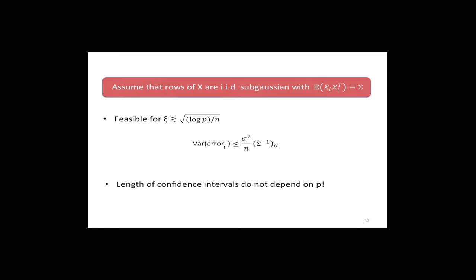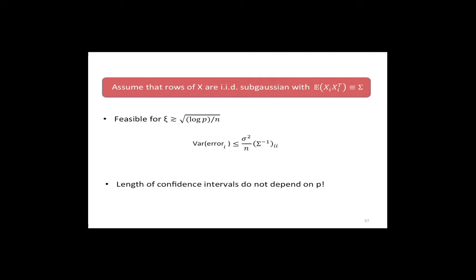So the first observation is that as you increase the number of samples, the length of the inner walls, which are controlled by this variance, are shrinking, which is somehow intuitive. The second observation is that it doesn't depend on p, the number of features. And that's very good because we are in high dimensional, p is very, very big. This is saying that the large number of features is not adversely affecting the length of the confidence intervals.